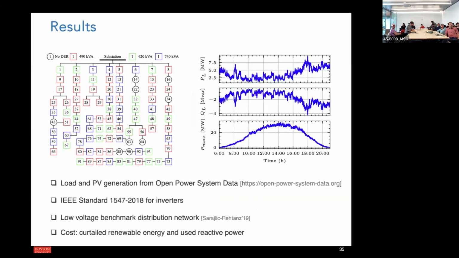Perhaps let me just show one quick simulation result and then I'm over. This is a test system available, multi-phase. We load up this system with PV generation, and the trajectory was taken from open power system data. Again, the inverters are operating according to the standard. And the cost that we added in the OPF was the cost of curtailing renewables and the cost associated with the amount of active power that we use.